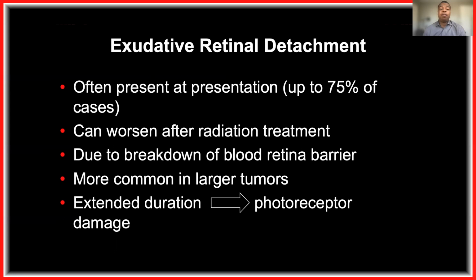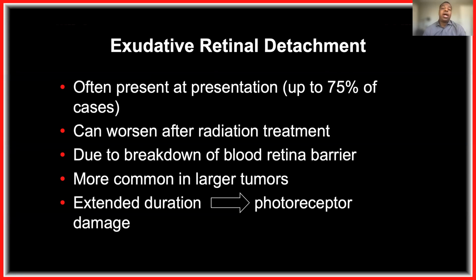Up to 75% of melanomas can actually have some level of an exudative retinal detachment associated at the time of diagnosis. Now, we know this can get a lot worse after radiation treatment, especially as the tumor cells lyse and kind of release fluid. So it's due to a breakdown of the blood-retinal barrier, and this is more common in larger tumors and more significant of a problem in larger tumors as well.